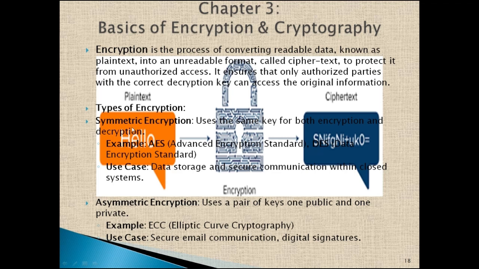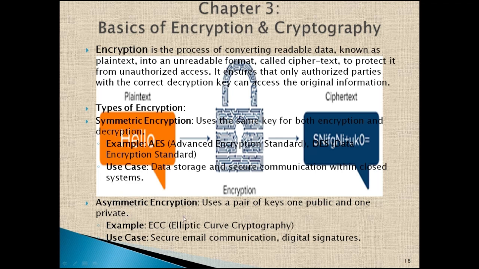Now, there are types of encryption. We have symmetric encryption, which uses the same key for both encryption and decryption, or encoding and decoding. Examples are AES, the Advanced Encryption Standard, and DES, the Data Encryption Standard. The use cases are data storage and secure communication within closed systems. That's where you use AES.